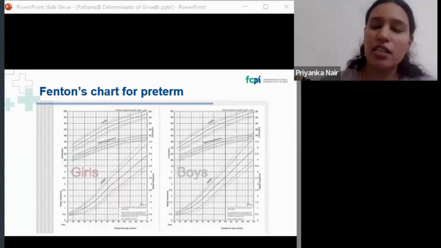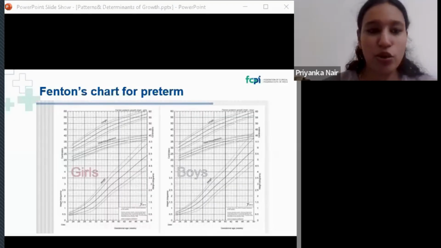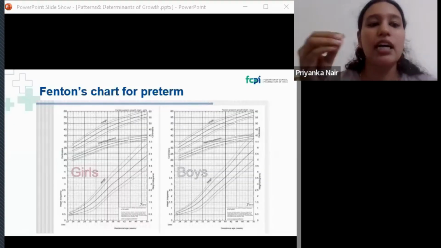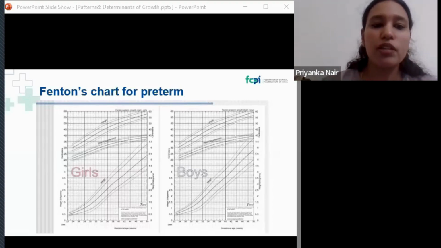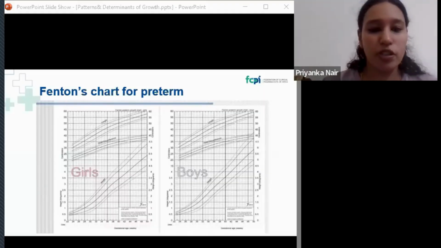Apart from this, there is another classification based on weight, that is low birth weight, very low birth weight, and extremely low birth weight. So low birth weight infants are the ones that are weighing less than 2.5 kgs. Very low birth weight are those infants weighing less than 1.5 kgs, and if the weight is less than 1 kg, they are termed as extremely low birth weight.